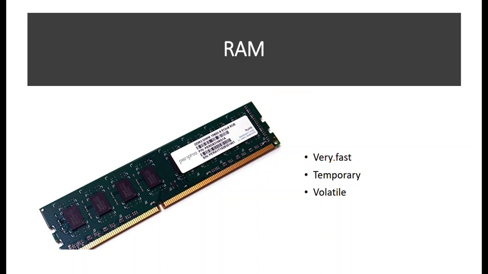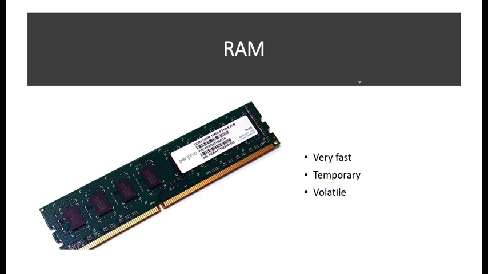So, RAM, what is RAM? RAM, or simply random access memory, is the part responsible for storing the data that the computer is actively using so that it can be accessed quickly by the CPU or the central processing unit.